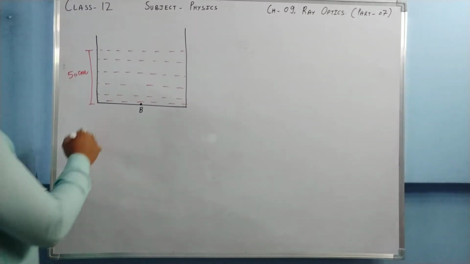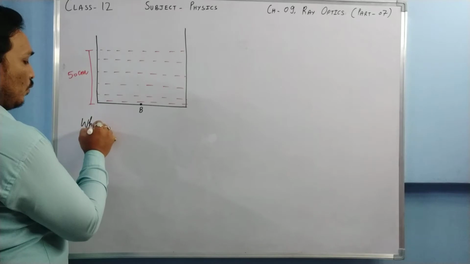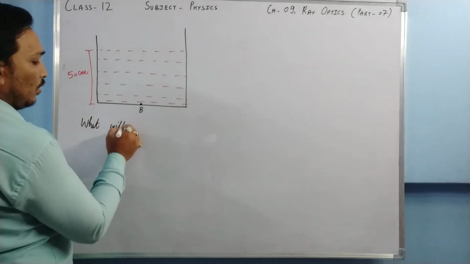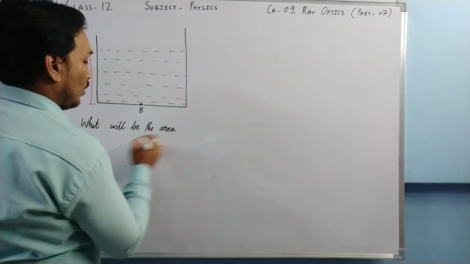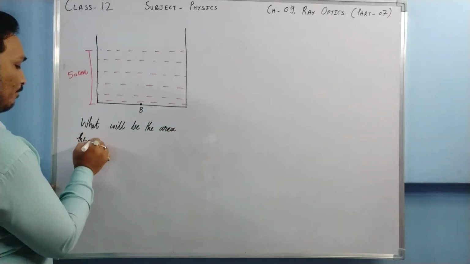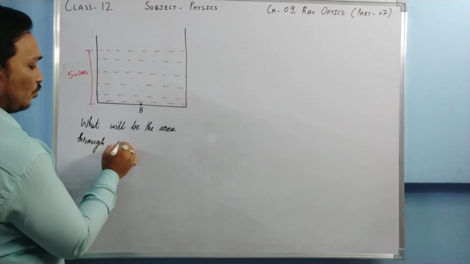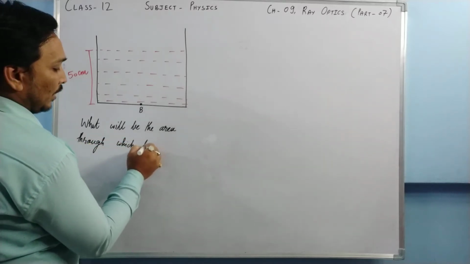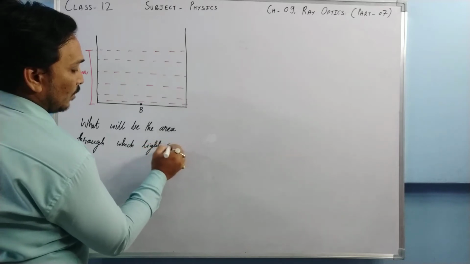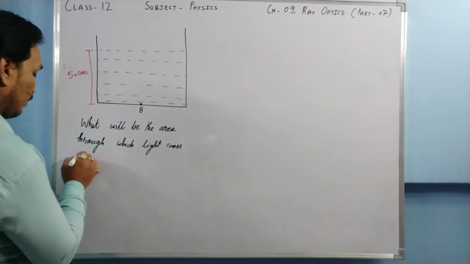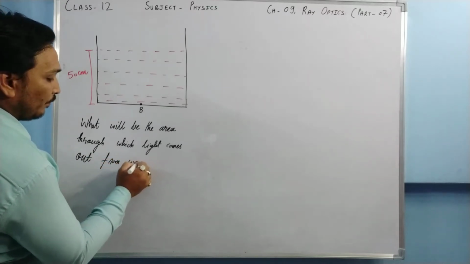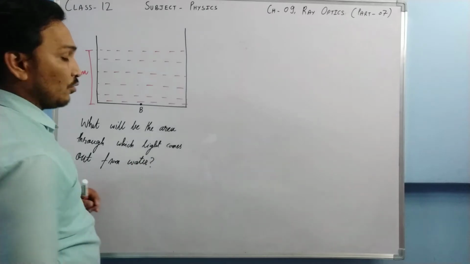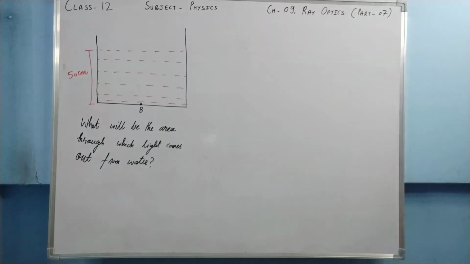Now the question is, if at the bottom at some point one bulb is placed, then what will be the area through which light comes out from the water? This is the question. What is the area through which the light comes out from the water?